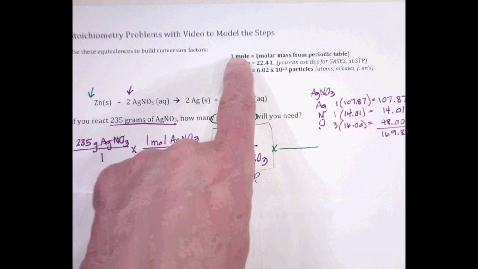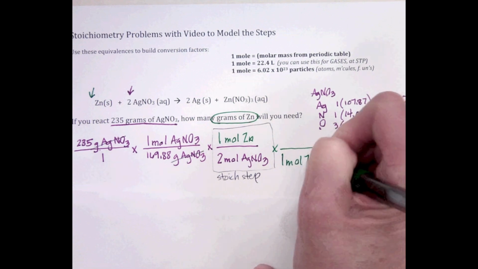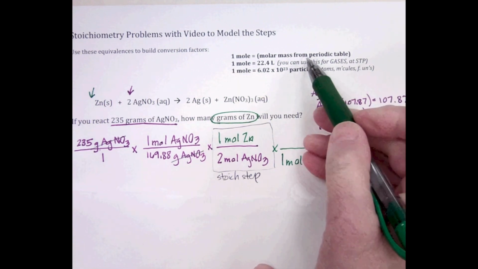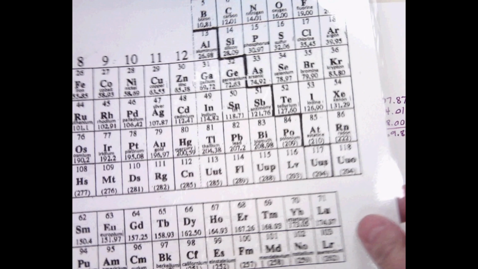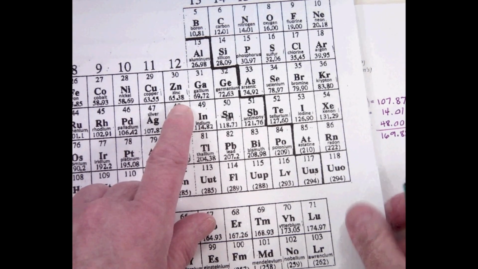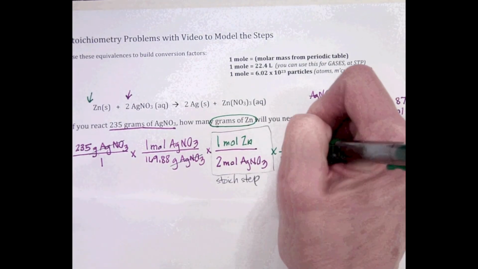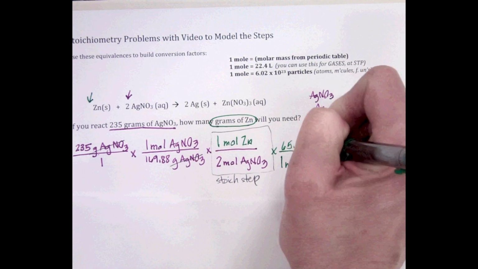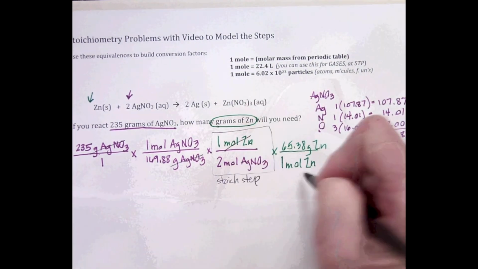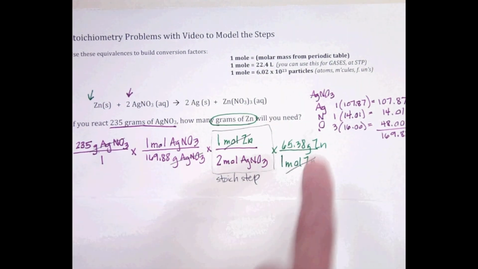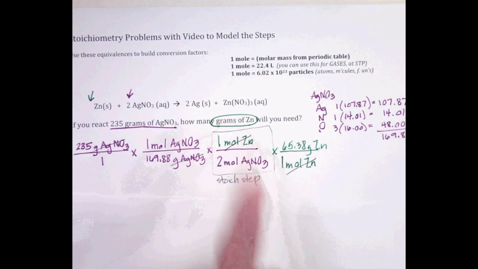And again, I know from these equivalences that 1 mole of a substance has a molar mass determined from the periodic table. 1 mole of zinc has a mass of 65.38 grams of zinc. Moles of zinc divide out. Now I have worked my way to grams of zinc, which is exactly what I'm looking for.